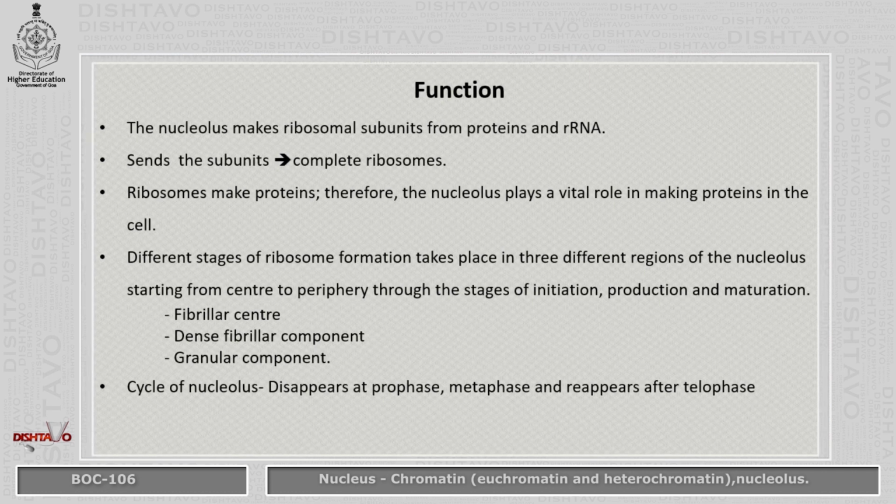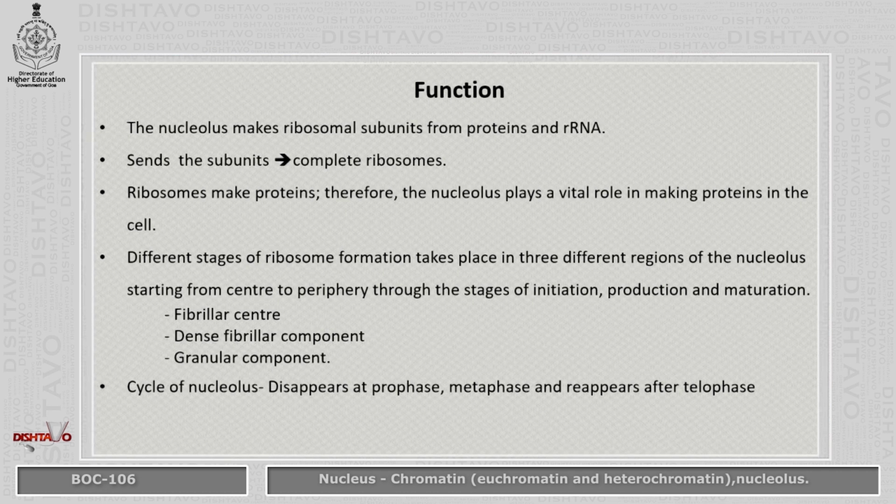Different stages of ribosome formation take place in 3 different regions of the nucleolus, starting from center to periphery through the stages of initiation, production, and maturation. It goes through the stages of fibrillar center, dense fibrillar component, and granular component.